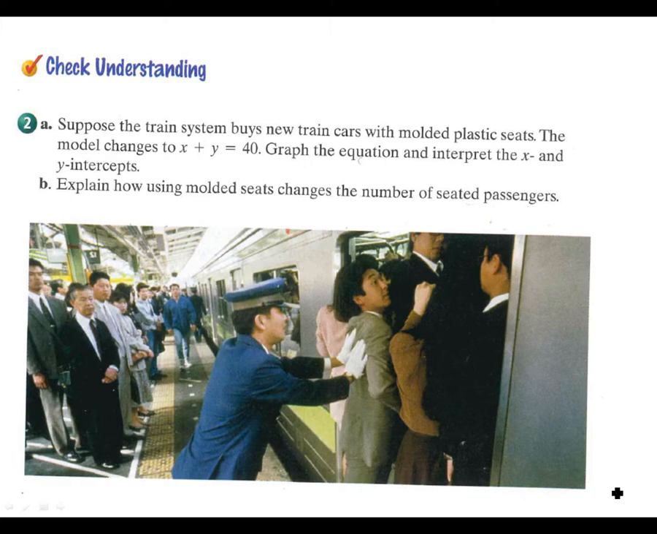And I just like that picture right there. This is a real picture. This is actually what has to happen in Japan. There are too many people for the trains.